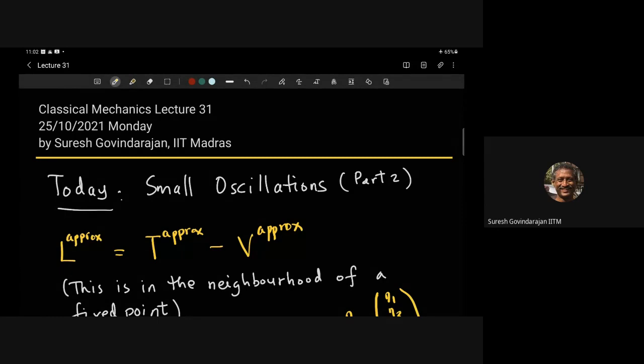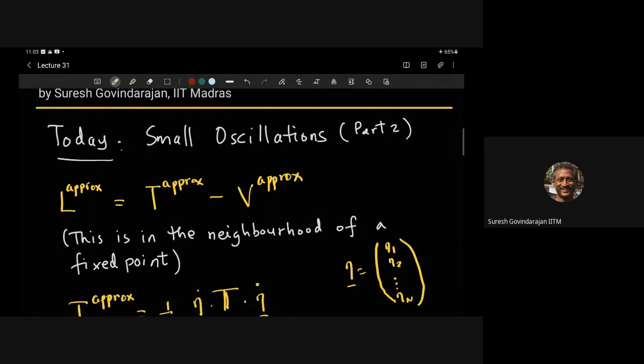Okay, good morning, and we will continue our study of small oscillations. If you recall, what we did was to study fixed points, and expand about the fixed point. So we are studying the motion in the neighborhood of a fixed point. If the trajectory remains in the neighborhood of the fixed point in time, we say it's stable.